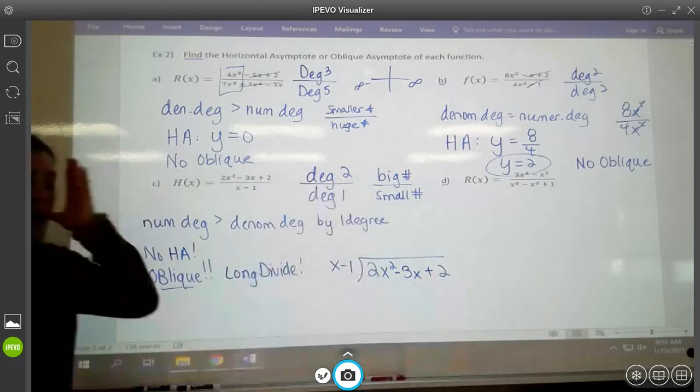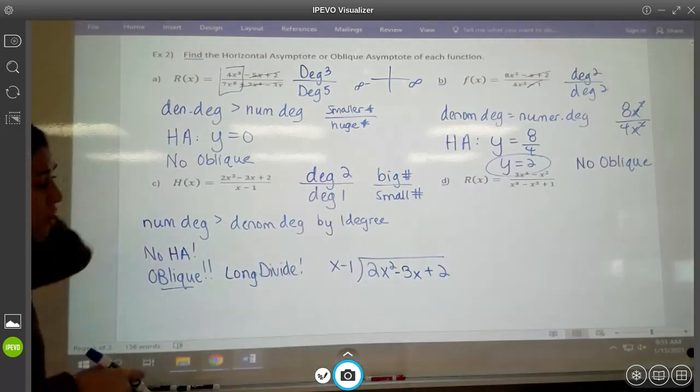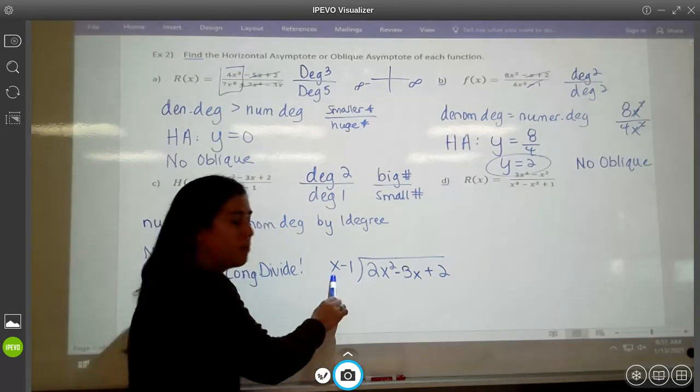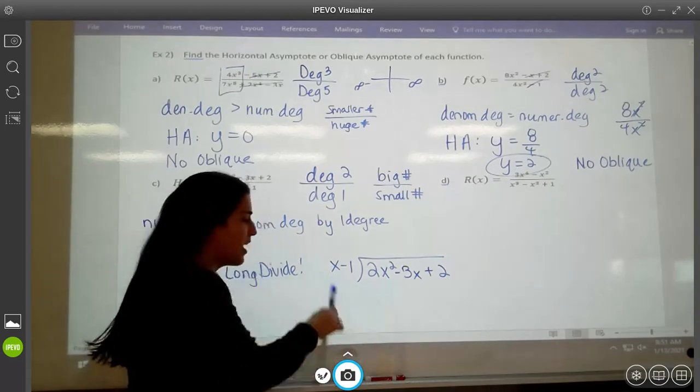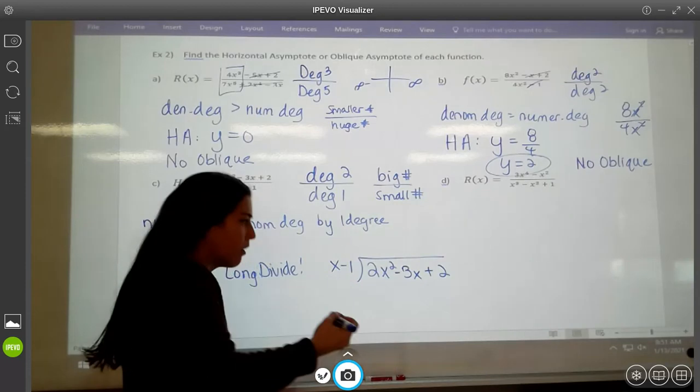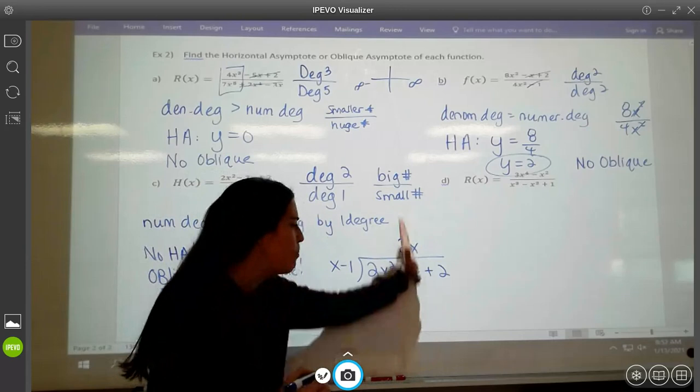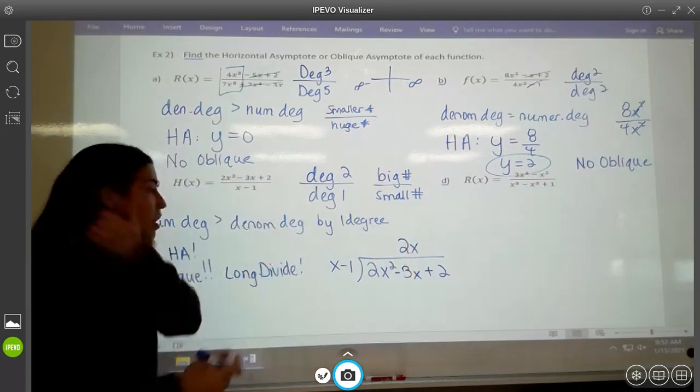Okay, so how many times does x minus 1 go into 2x squared minus 3x plus 2? All right, well, how many times does x, the first term, go into this first term, 2x squared? X times what gets you a 2x squared? It's going to be a 2x. So you put your 2x above the x's as a placeholder. All right, that's the division.